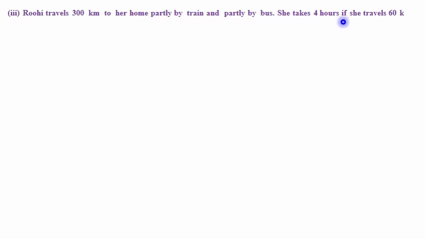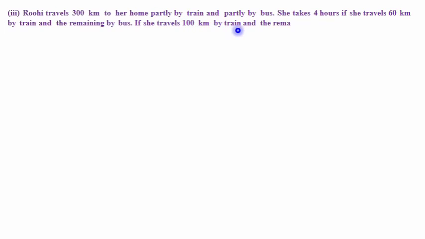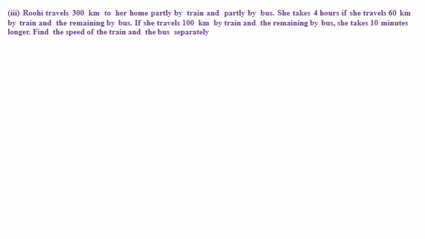Make the concept clear, and then write it in your notebook. Now move on to the third question: Ruhi travels 300 km to her home partly by train and partly by bus. She takes 4 hours if she travels 60 km by train and the remaining by bus. If she travels 100 km by train and the remaining by bus, she takes 10 minutes longer. Find the speed of the train and bus separately.